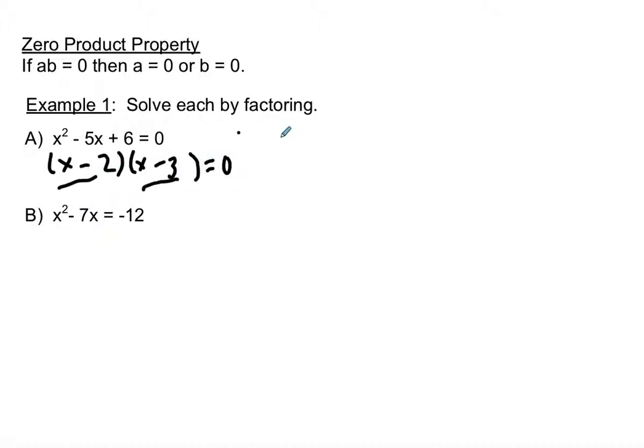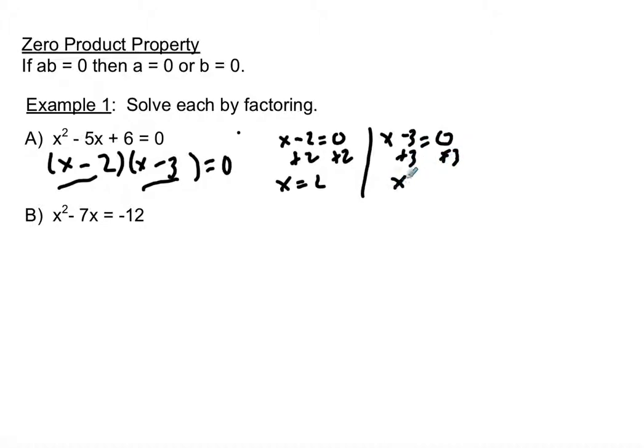Now over here you want to figure out how do you get 0 and how do you get 0. So we can say x minus 2 equals 0 and solve for x, and we can say x minus 3 equals 0 and solve for x. So I can add 2, and we get x equals 2. I can add 3 to both sides, and we end up getting x equals 3. So our two solutions there are x equals 2 and x equals 3.